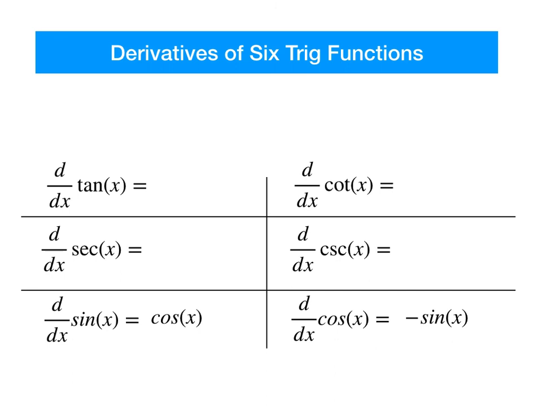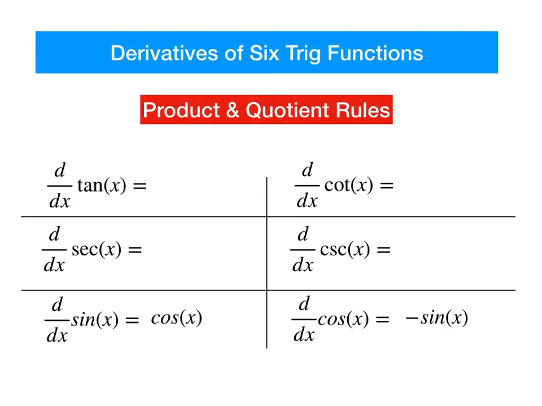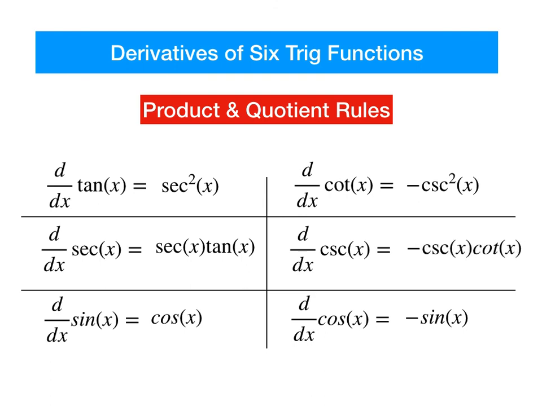So using the product rule and the quotient rule, we can find the derivatives of the 4 more trig functions. We learned before that the derivative of sine is cosine, and the derivative of cosine is negative sine. Again, the product rule and quotient rule will help you find the derivative of tangent x, which is secant squared of x. The derivative of secant of x is secant x times tangent x. The derivative of cotangent of x is negative cosecant squared of x. And the derivative of cosecant of x equals negative cosecant x times cotangent x.